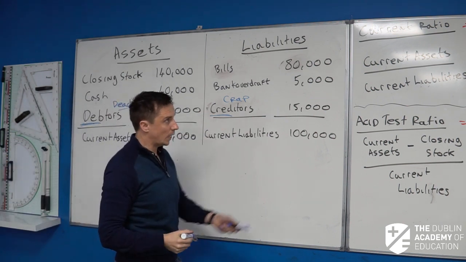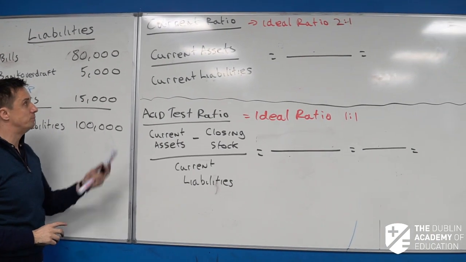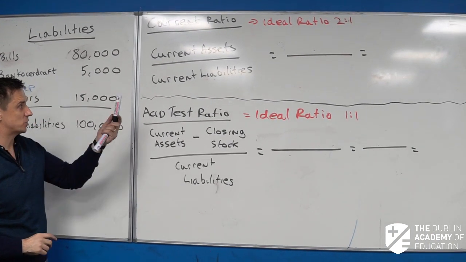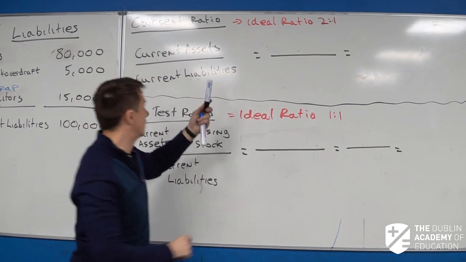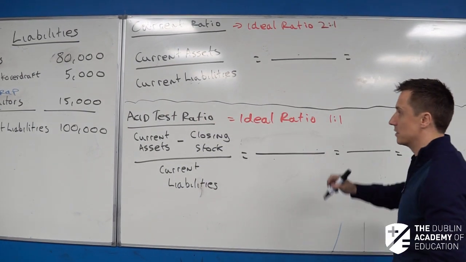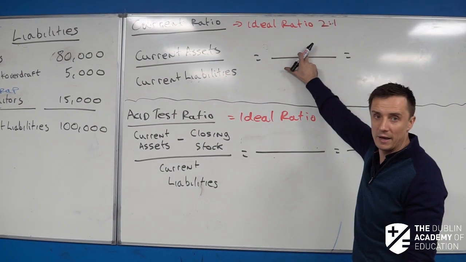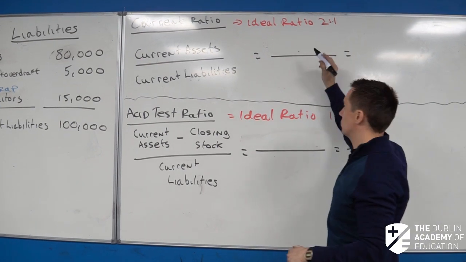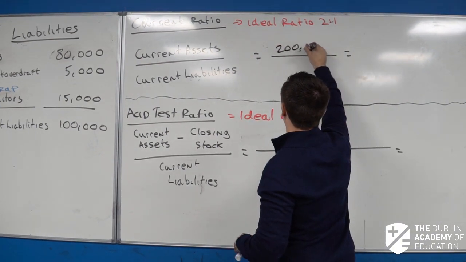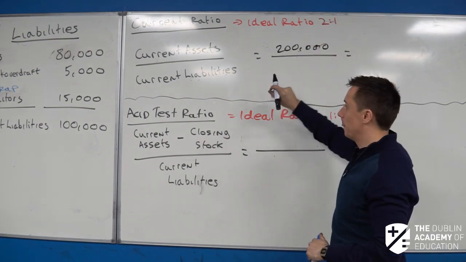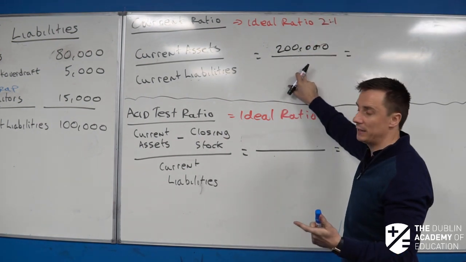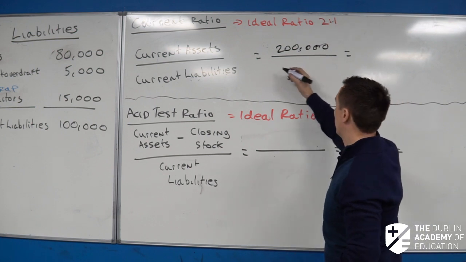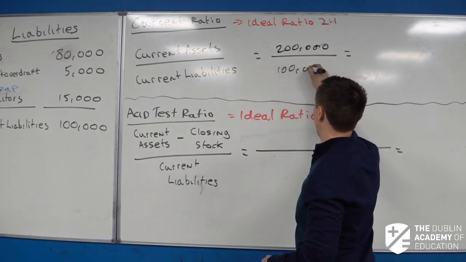Right. If you follow me up here, we'll look at the ratios needed. Okay, so the first ratio here is our current ratio. I'll add up our current assets. We've got closing stock for 140,000, cash for 40,000, and debtors for 20,000. We add all that up, guys, and we're getting 200,000. Right, what were our liabilities? Bills 80,000, bank overdraft 5, and our creditors 15. Add that up, you've got 100,000.